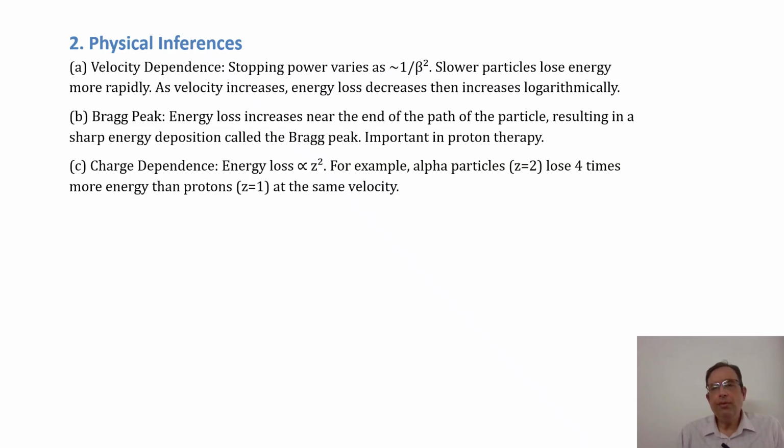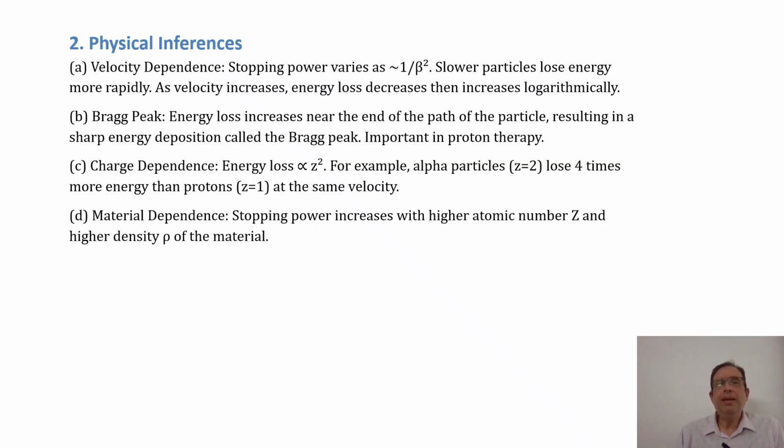Then you can see from the formula that the energy loss is proportional to z square. It simply means that alpha particles, whose atomic number is 2, lose 4 times more energy than protons with the same velocity. That is, if the alpha particles have the same velocity as the protons, they are going to lose 4 times more energy than the proton. Then the material dependence is also there. It depends upon the Z and the rho of the material, as we have seen. You can look at the formula and understand from there.